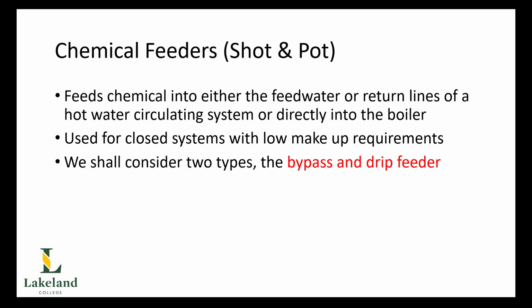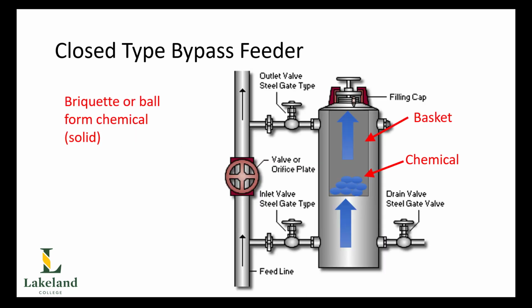Now, the first one that we want to discuss is our bypass feeder or our shot feeder. These are also known as slipstream devices in that they're placed into the line of our feed water or our return line here, and by opening this valve with an orifice plate in the center, we can control how much flow will pass through our feeder and how much flow will bypass the feeder. So hence the term a bypass feeder. Obviously not all of the fluid in that line is going to pass through the feeder. It will depend upon what chemical injection rates we want to inject.